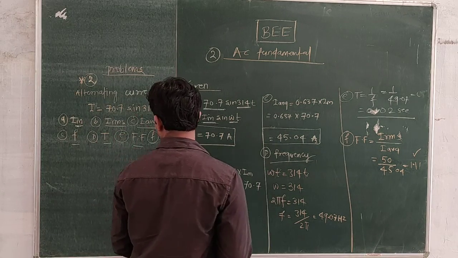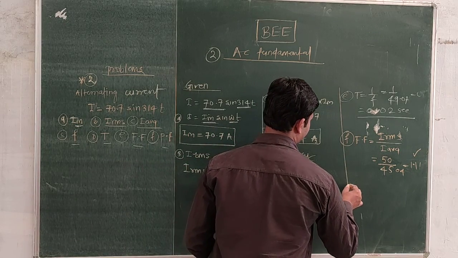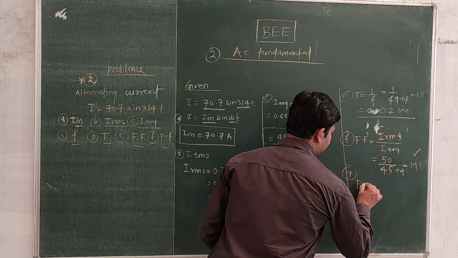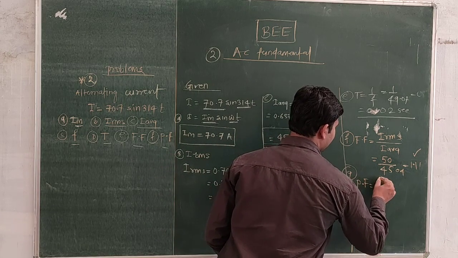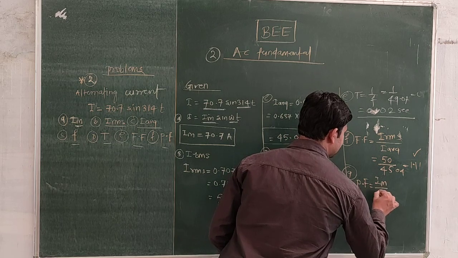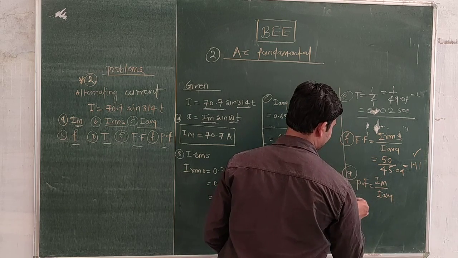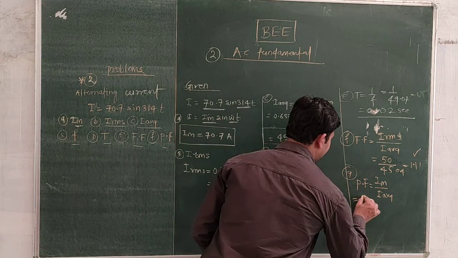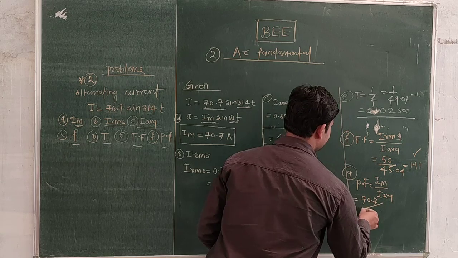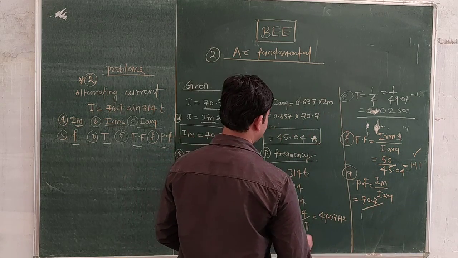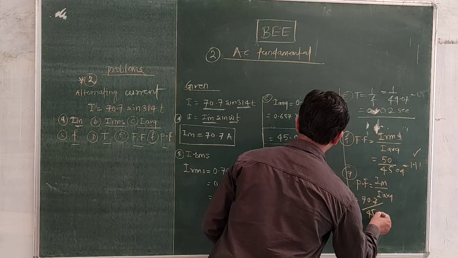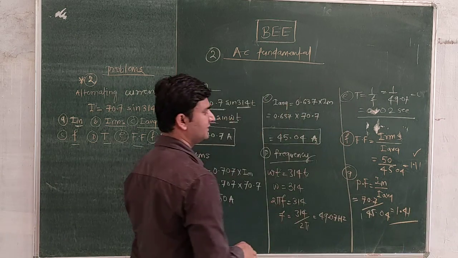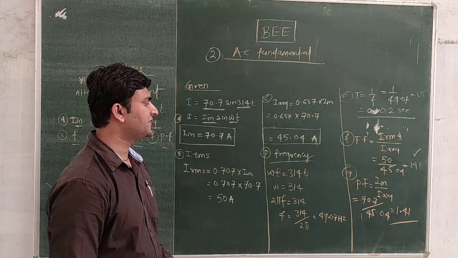And lastly we define the peak factor. Peak factor is the ratio of maximum value to the average value. The maximum value here is 70.7, divided by the average value, 45.04. The answer comes to 1.41. 1.41 is the value of the peak factor.